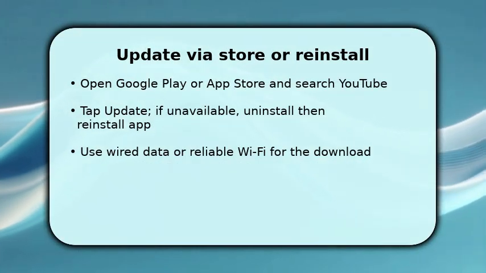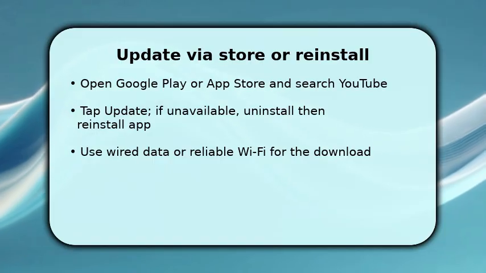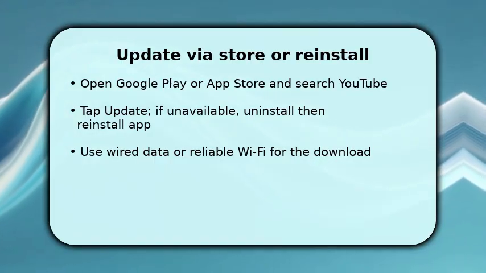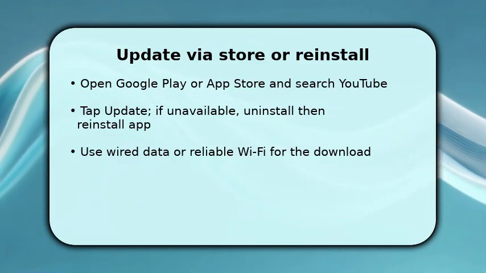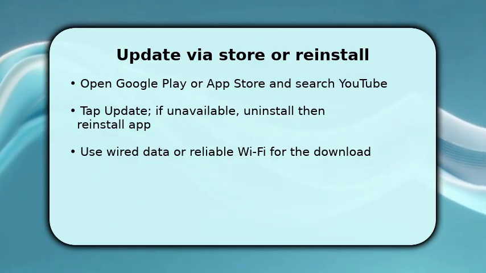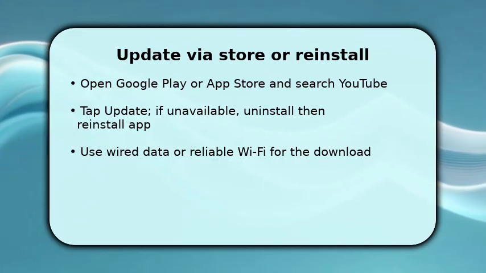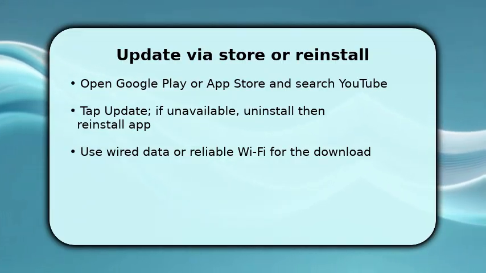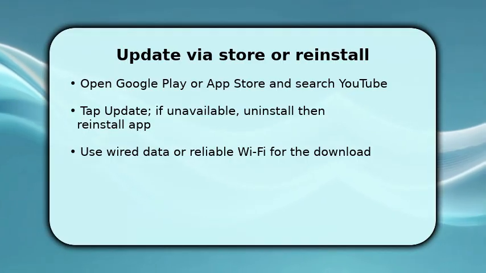If the update button is missing or fails, uninstall and then reinstall the app so the store fetches a fresh copy. During this step, prefer a stable Wi-Fi or wired connection to avoid partial downloads, and watch for permissions prompts so the app can install properly and access.